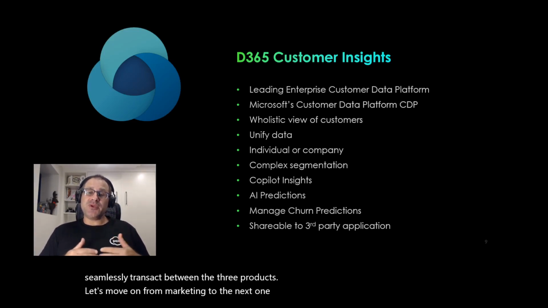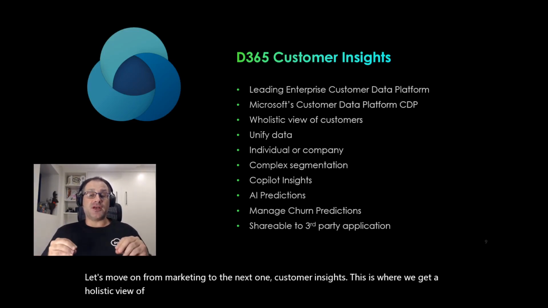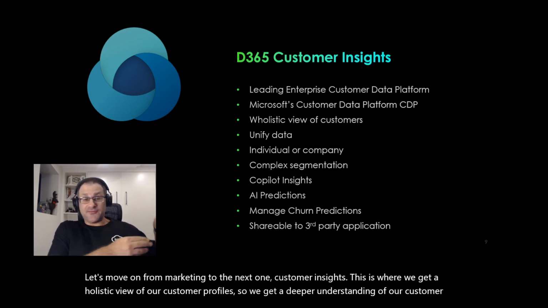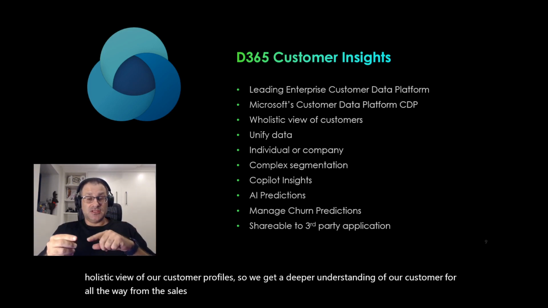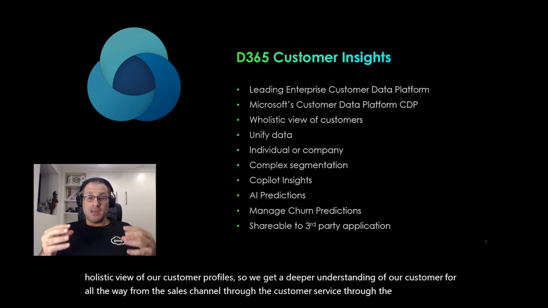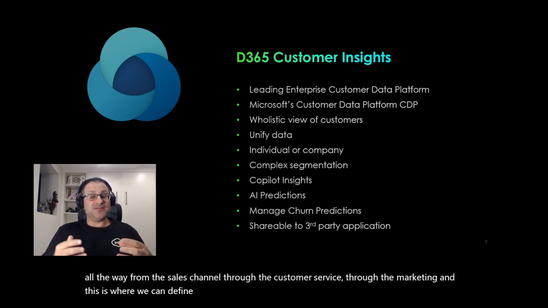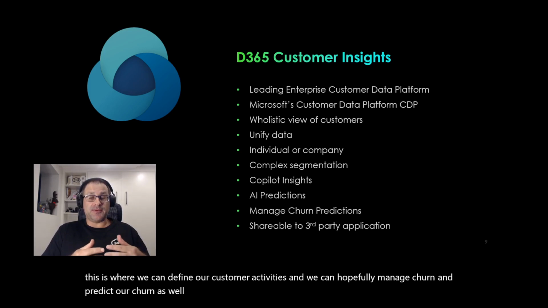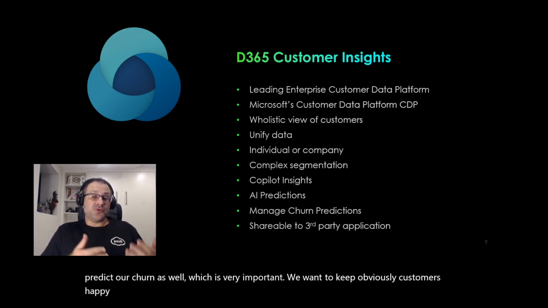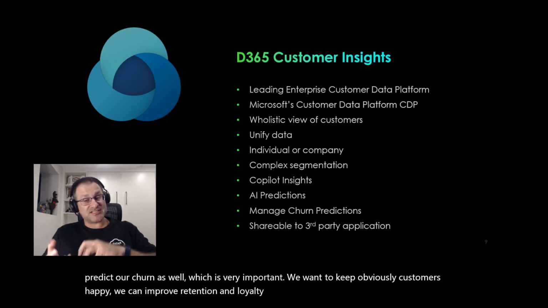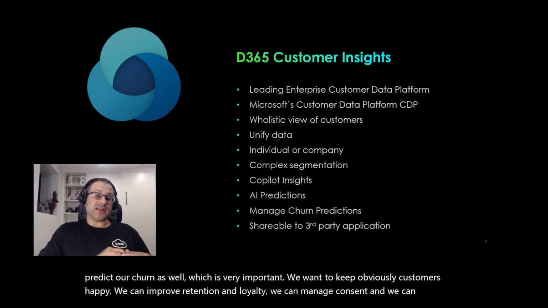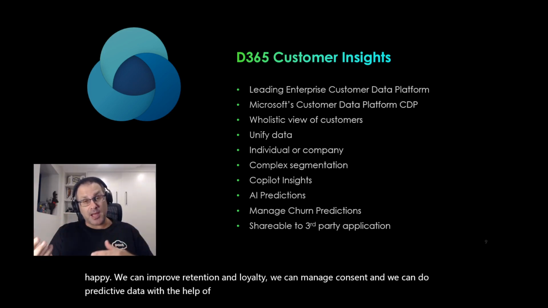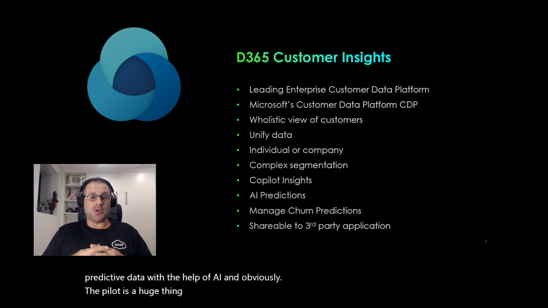Let's move on from marketing to the next one. Customer insights. This is where we get a holistic view of our customer profiles. So we get a deeper understanding of our customer all the way from the sales channel through to the customer service through to marketing. And this is where we can define our customer activities and we can hopefully manage our churn and predict our churn as well, which is very important. We want to keep customers happy. We can improve retention and loyalty. We can manage consent and we can do predictive data with the help of AI. And obviously Copilot is a huge thing for Microsoft at the moment.